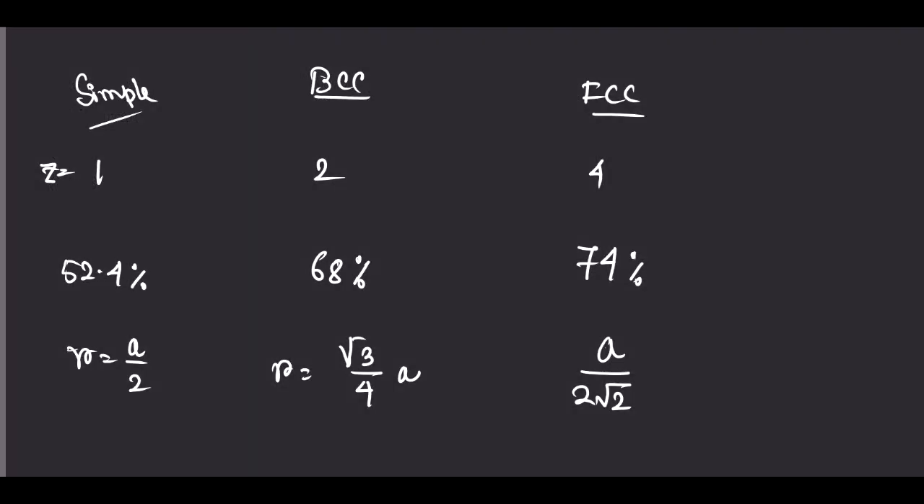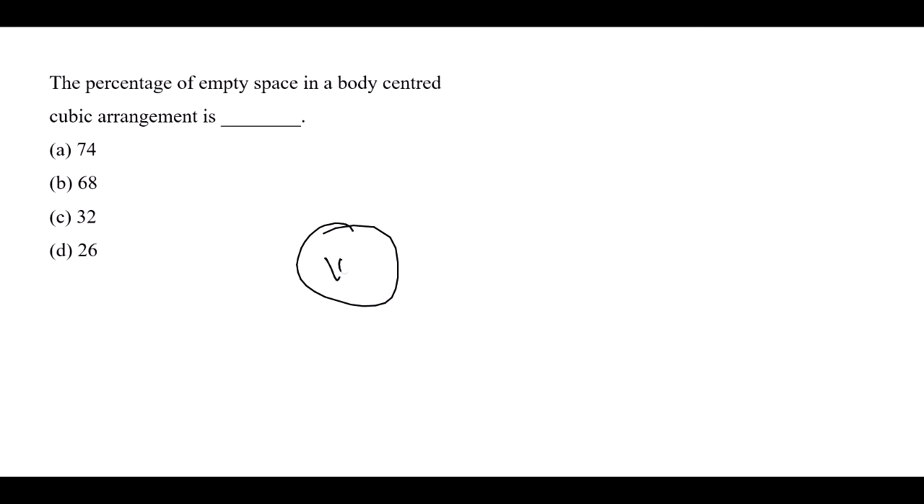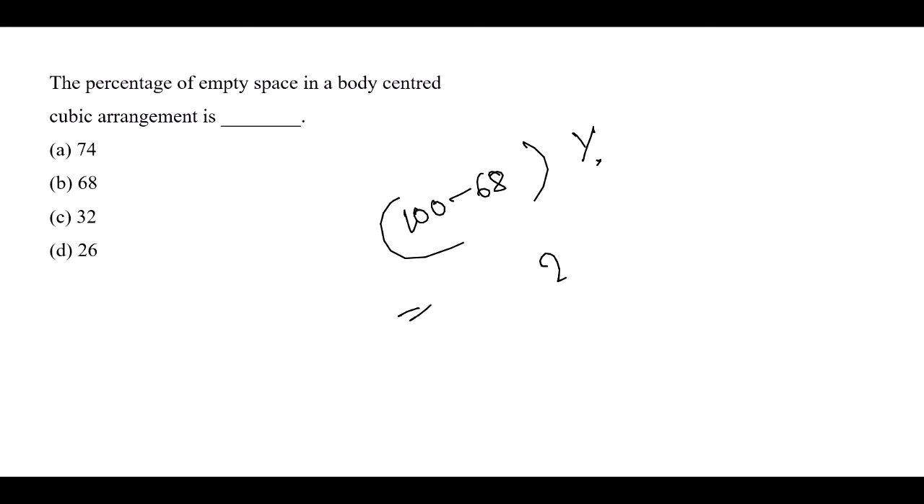Next we have the percentage of empty space in a body centered cubic arrangement. Just now we saw that the percentage occupied for body center is 68%. So what will be the empty space? Empty space will be 100 minus 68, the vacant part. So the answer will be 32%. Option C will be the correct option.